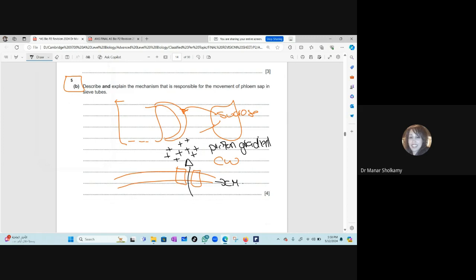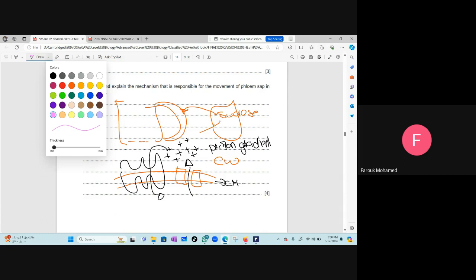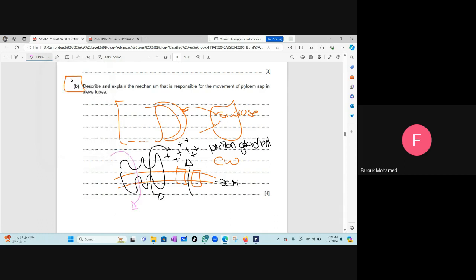And then what comes next? The hydrogen ions will move through the co-transporter proteins and transport the sucrose with them. Excellent. The sucrose will move against the concentration gradient and will use the energy produced from the hydrogen ions moving down the concentration gradient by diffusion. Good. It's called secondary active transport.